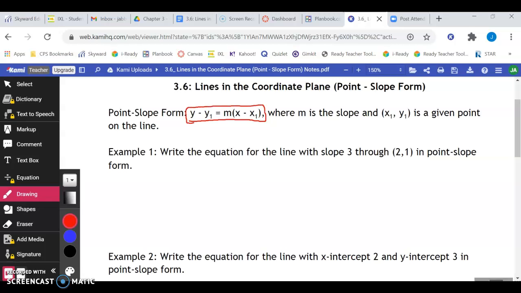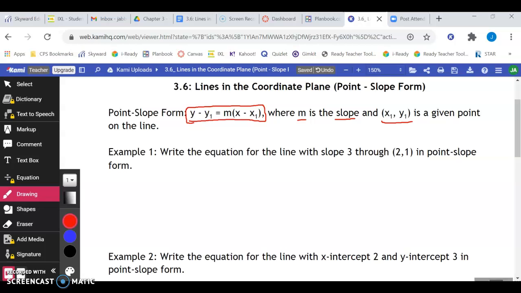So make sure that you have this, write it down, because you're just going to plug numbers into it. So y minus y1 equals m times the quantity of x minus x1 is point slope form. M is the slope, and x1 and y1 is an ordered pair of any given point on that line. So we're not plugging it in where x and y are, we're plugging those numbers in where x sub 1 and y sub 1 are.